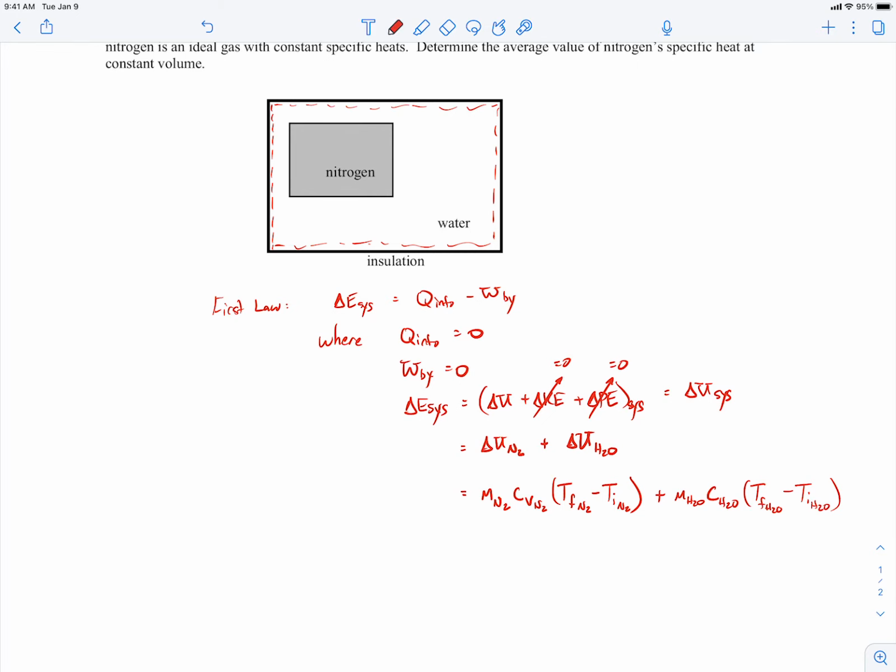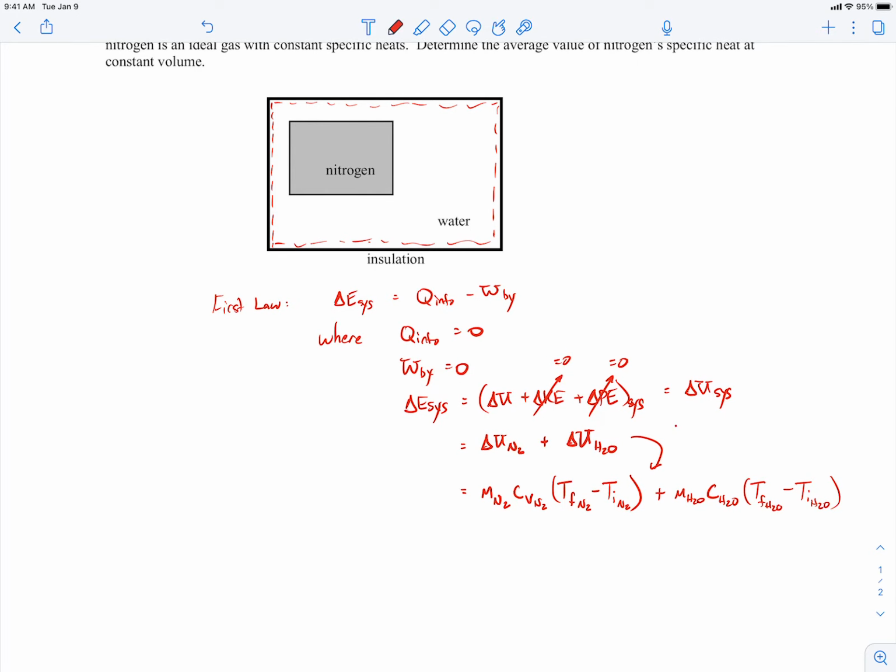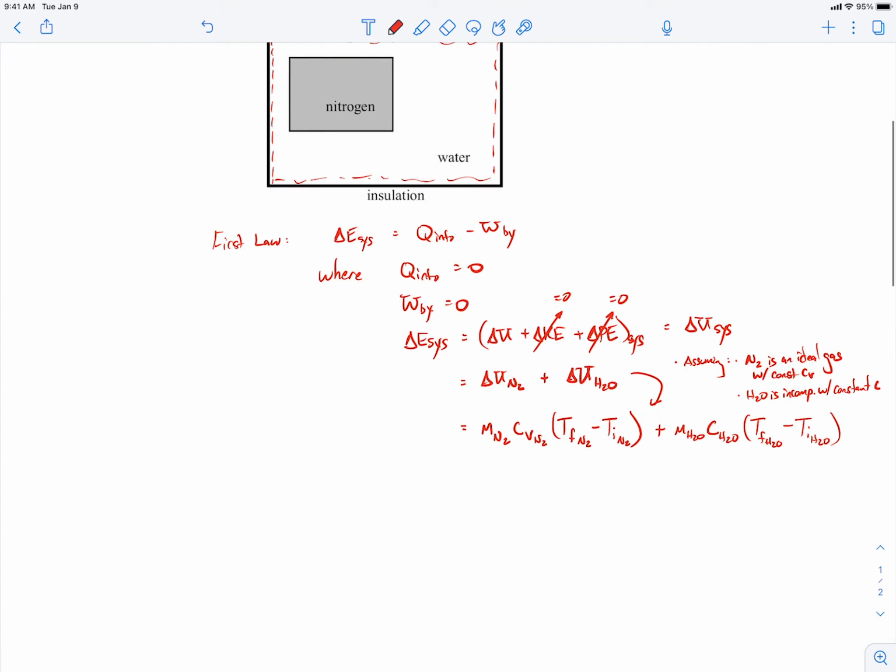So let me write down those assumptions for going from this step to this step. So assuming that nitrogen is an ideal gas with constant C sub V, so that we call that a perfect gas. So that's one assumption I made, and that the water is incompressible with constant specific heat C. So those are the assumptions I used in writing out this expression here.